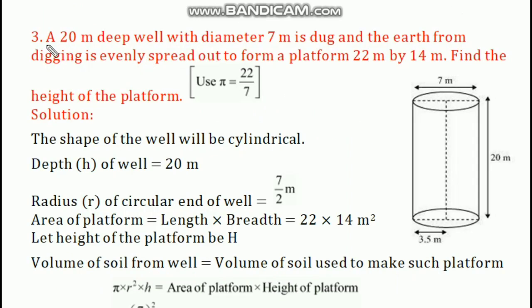Students, let's discuss exercise 13.3, third sum. A 20-meter deep well with diameter 7 meter is dug, and the earth from digging is evenly spread out to form a platform 22 meter by 14 meter. Find the height of the platform.